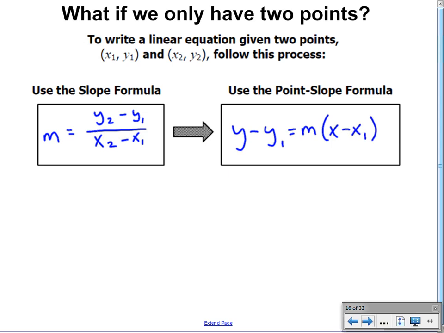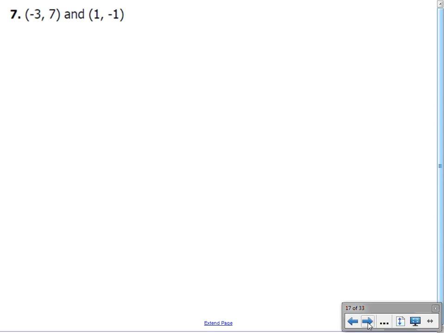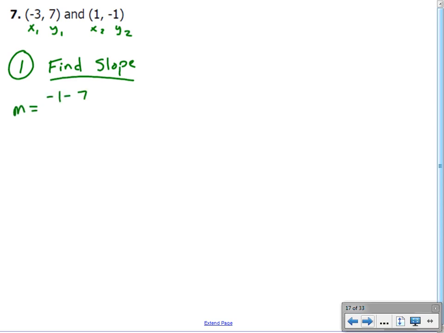So let's see what this looks like here. Okay, so maybe all we know about a line is that it goes through these 2 points. Anytime I'm writing a line, the first thing we need to do is find the slope of that line. So let's go ahead and label our points x1, y1, x2, y2. Now, to find my slope, and I'm going to label my work here since there's going to be a lot of it, we said we're going to use that slope formula. So m equals y2 minus y1 over x2 minus x1.